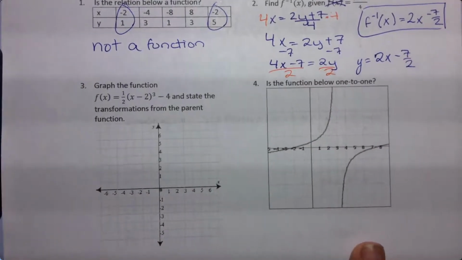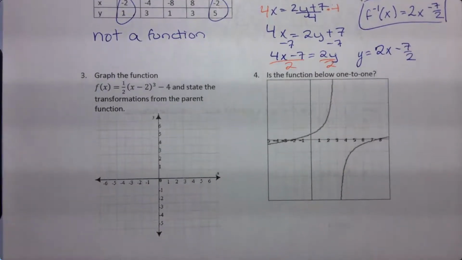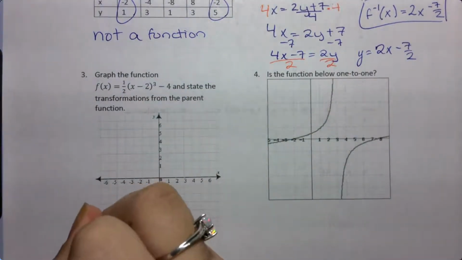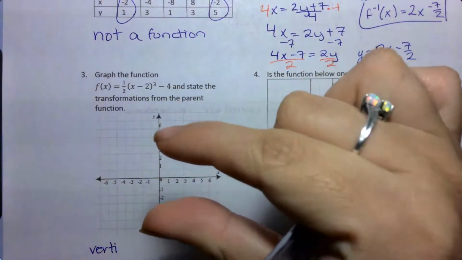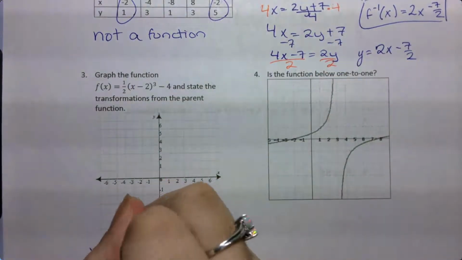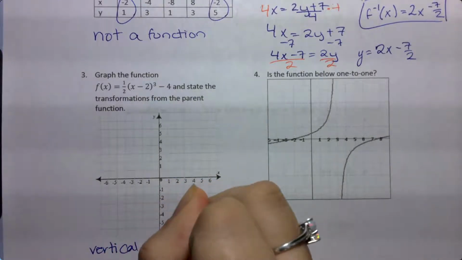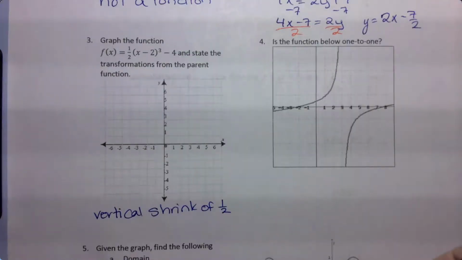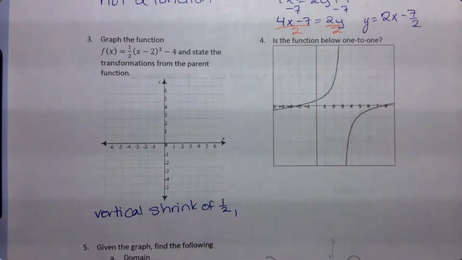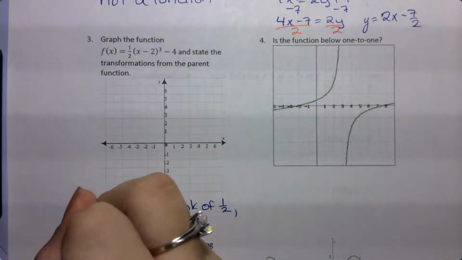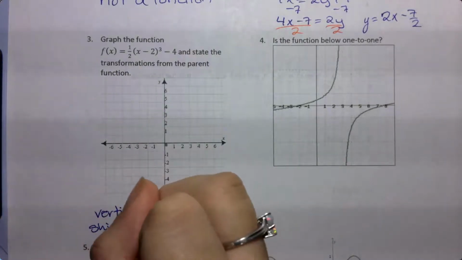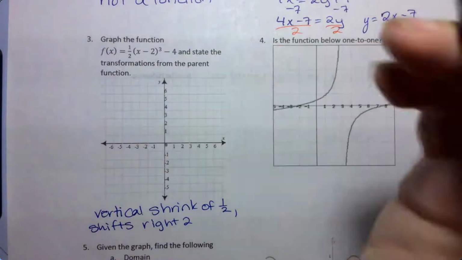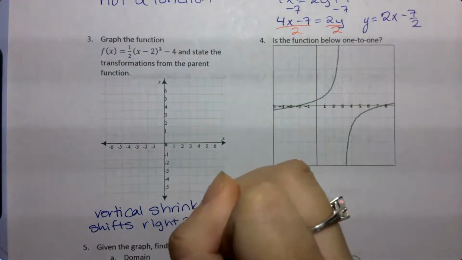Number 3 wants me to graph this function and state the transformations from the parent function. So this 1/2 out front is a vertical shrink of 1/2. That means the graph is going to be compressed and fatter. The -2 on the inside means it is going right 2, because it's always opposite the sign when it's inside the parentheses. And this -4 on the outside means it's going down 4. It's always the same when it's outside the parentheses.